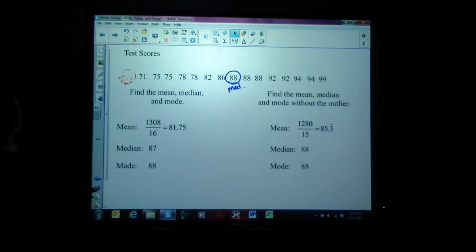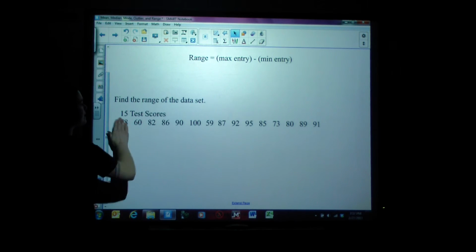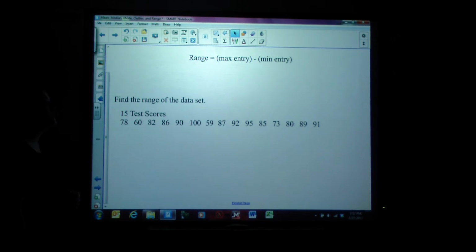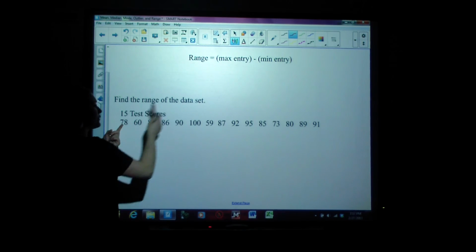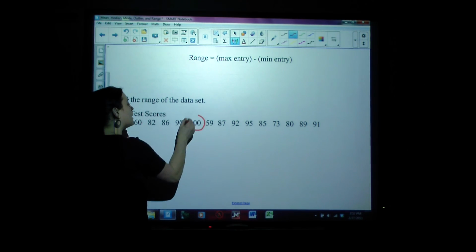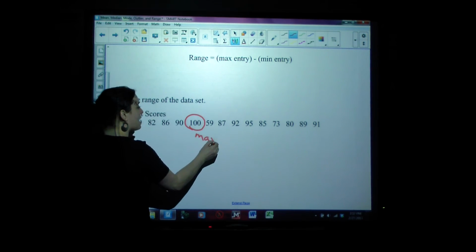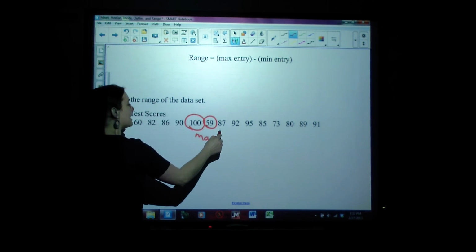Okay. Lastly, I said I was going to talk about range. Range of a data set is the difference between the maximum and the minimum entries in the data set. So range is actually really easy to calculate. We simply take max minus the min. So if I ask you to find the range of a data set, I gave you 15 different test scores. We simply take the max, which is the biggest number. That's not necessarily the first and the last number. Notice in this case, this data is all mixed up. 100 is the biggest number. That's the max. Smallest, 59.